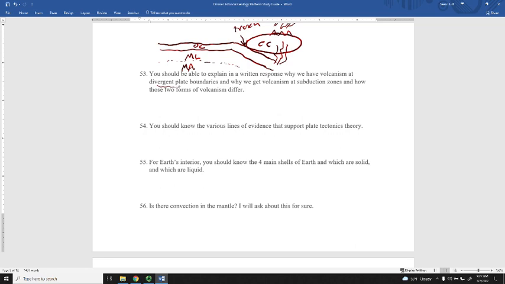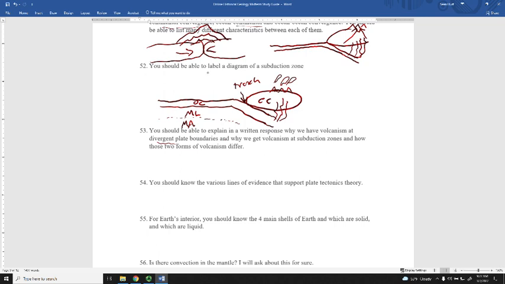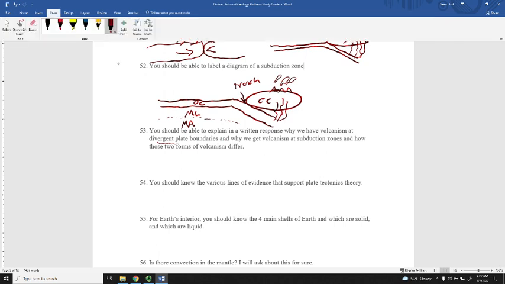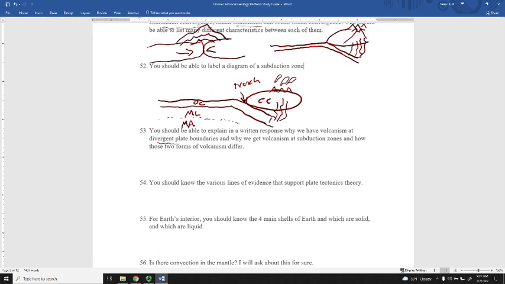So anyway, why we have volcanism in a divergent plate geometry and why we get it at a subduction zone. So let's do subduction zones first. The reason that you get volcanism at a subduction zone is, again, going to this picture above. What happens is that there's water in the ocean crust, right? It's soaked in deep into the ocean crust. So that water is eventually exuded, and it lowers the melting temperature. Okay? It lowers the melting temperature.